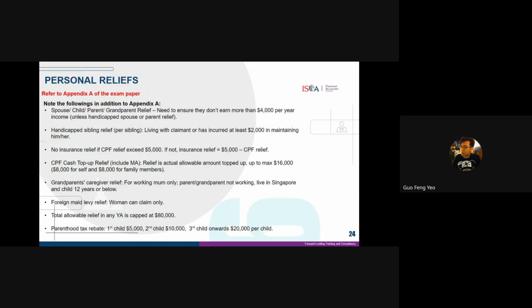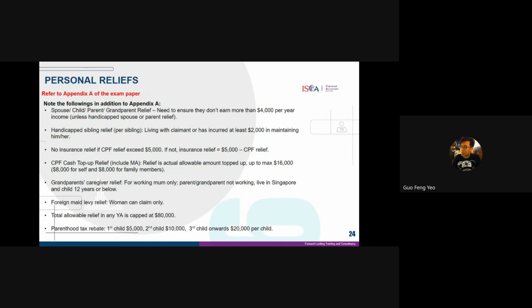For example, insurance relief is not available if your CPF contribution or your CPF relief claim exceeds 5,000. Otherwise, you will be granted a relief based on the delta between 5,000 and the amount of CPF relief you're claiming. CPF cash top-up relief, including medical account relief, is the actual allowable amount of top-up up to a maximum of 16,000: 8,000 for the individual, and 8,000 for your family members, such as your parents.